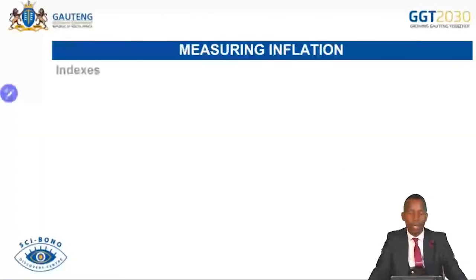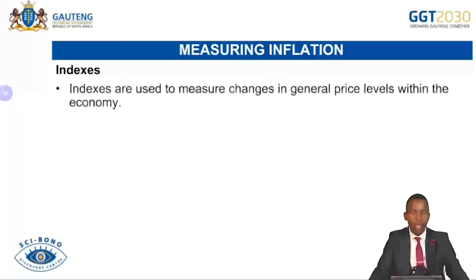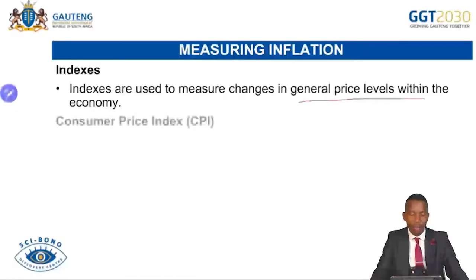Measuring inflation. How do we measure inflation? We use indexes, which are the CPI and PPI. We also use weighting. Indexes are used to measure changes in the general price level within the economy. We call them the consumer price index and the producer price index.